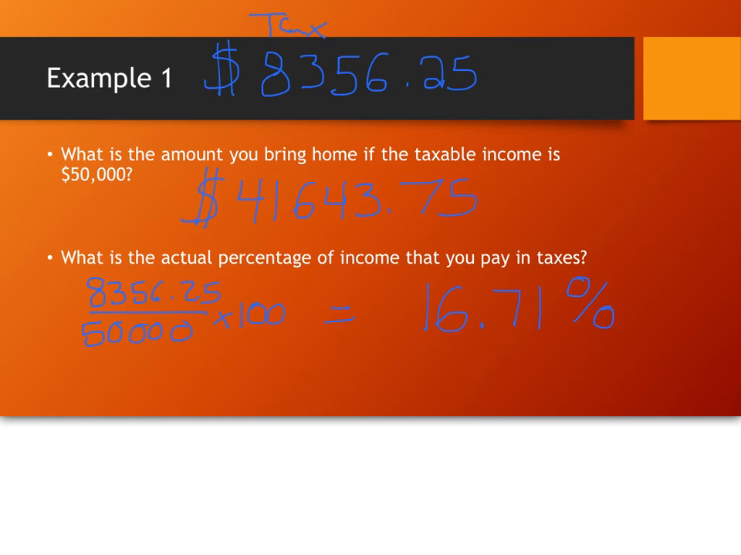So even though you were in a 25% category, because the first amount is taxed at 10% and the second amount is taxed at 15%, and the third category is 25%, a lot of your income fell into the 10 and the 15 slots. And only about 13,000 fell into the 25. So your actual percentage of income that you paid in taxes was 16.71%.